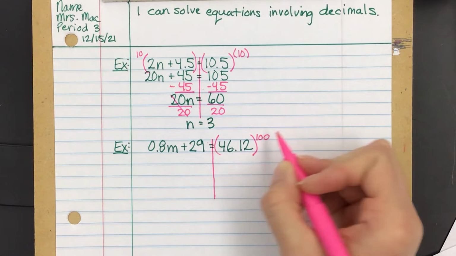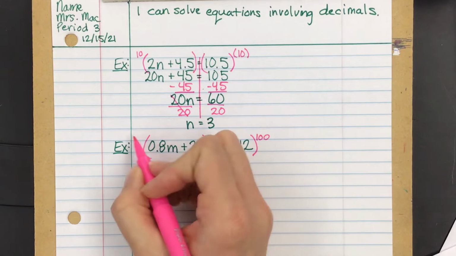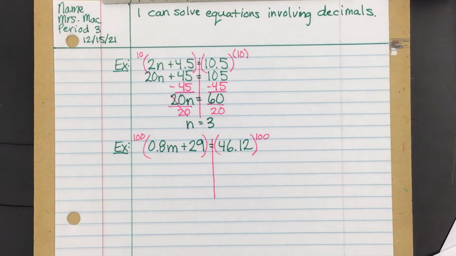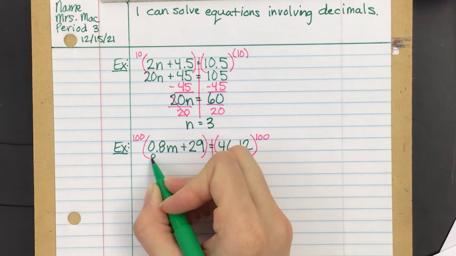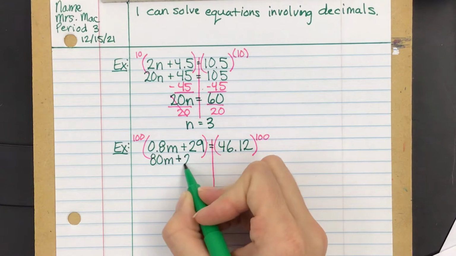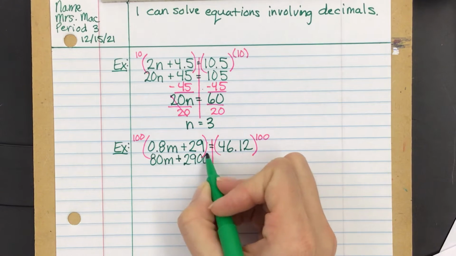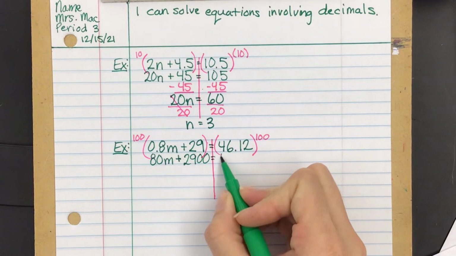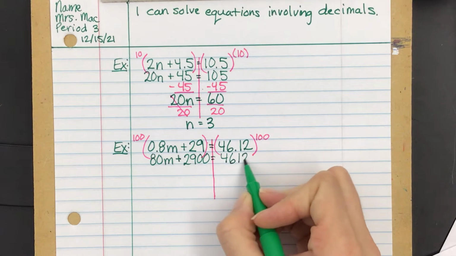Okay, so I'm going to multiply this side by 100 and this side by 100. Now you have to pay close attention here because since you're multiplying by 100, you're going to move the decimal place over 2 spaces for everything, all the terms. So this will be 80m plus 2,900 because we add 2 decimal places there. And this is going to be 4,612.